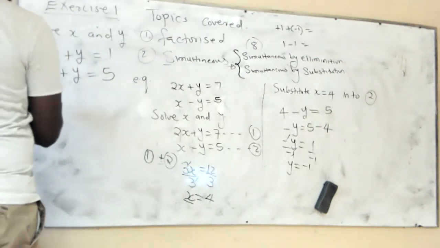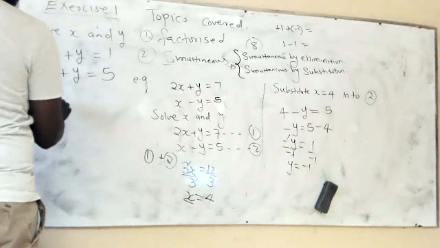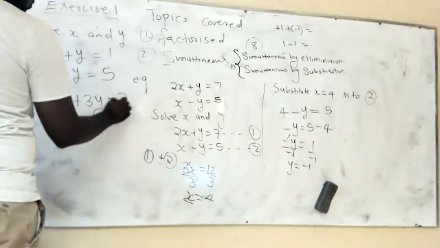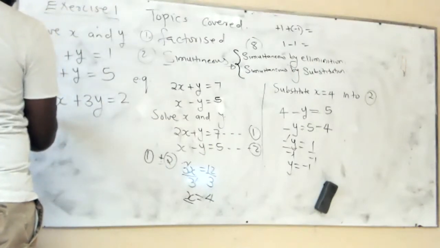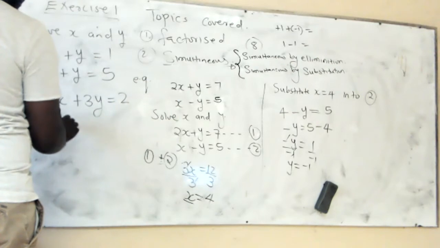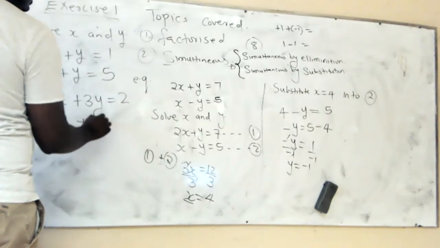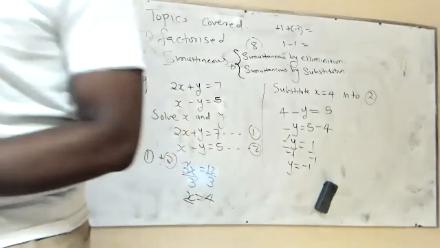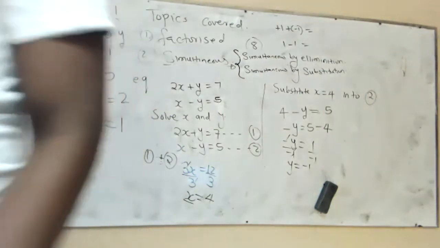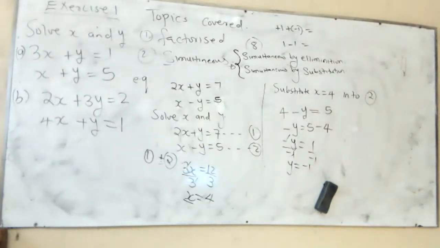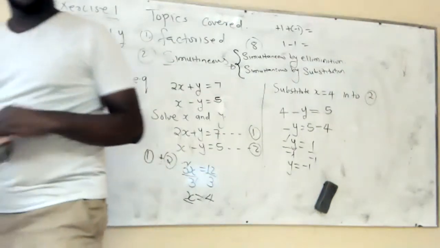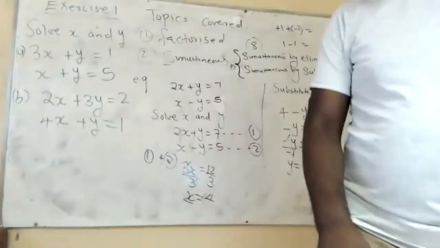And then the second one, which we have to try again: we have 2x plus 3y, which is equal to 2, and 4x plus y, which is equal to 1. Can you quickly try these two questions? I want to see if you will be able to get this out. Find the x and the y.